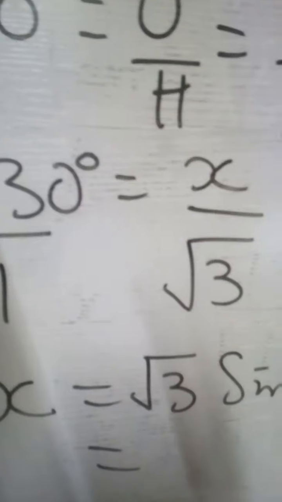And to my 30 degree, the opposite is letter x. So x over the hypotenuse, which is √3. So here I have sine 30 degrees equal to x over √3. So when I cross multiply, I have 1 times x, that is x, and √3 times sine 30, that is √3 sine 30. Here I have to find the value of my √3, then I find the value of my sine 30, then I multiply the two together, and let's see what that gives us.